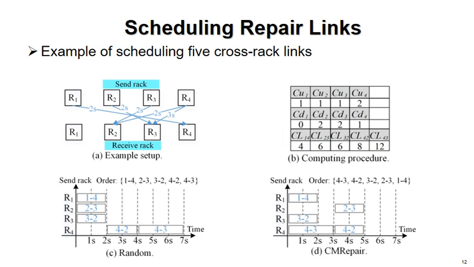For CM repair in Figure D, the most congested link R4 to R3 is scheduled first. We see that the congested links R4 to R3 and R4 to R1 are eventually spread across the repair and do not compete for network resources. CM repair reduces the cross-rack repair time from 7 seconds to 5 seconds. For example, 25.6% safely.